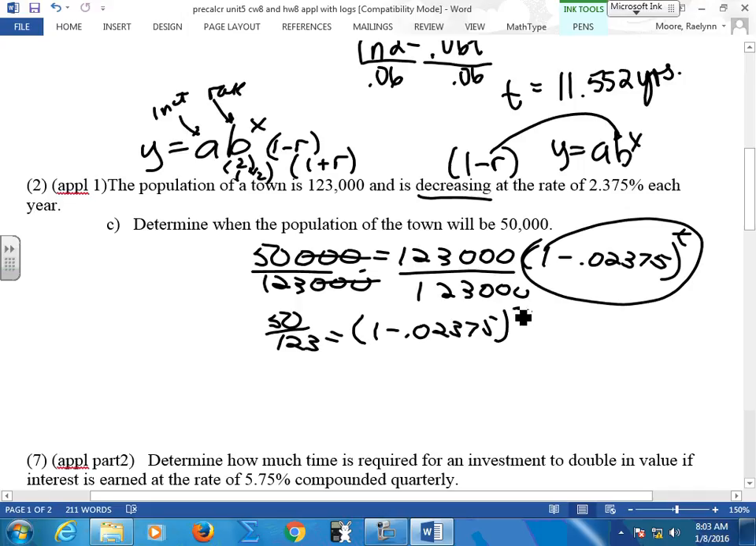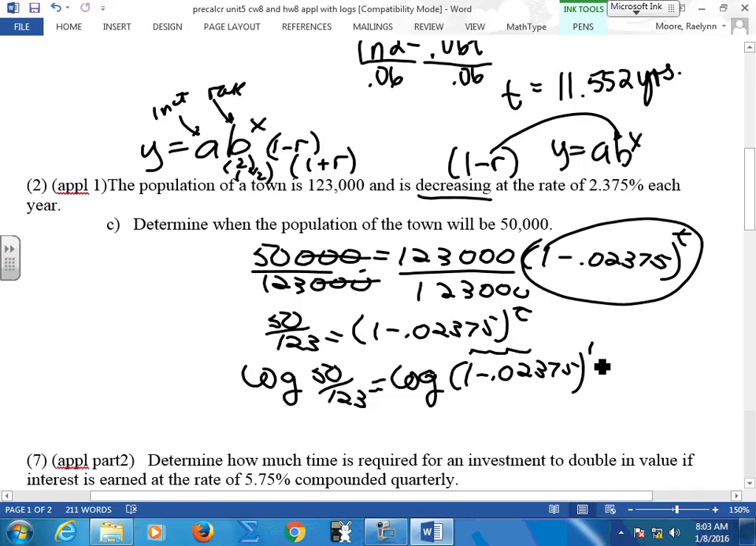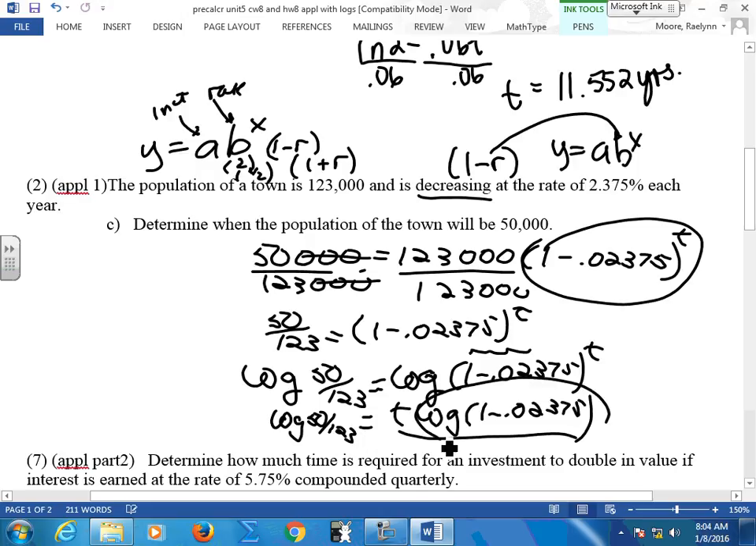Now, what should I do to bring that exponent down? Take the ln or log of both sides, whichever one you decide to use. You could absolutely do this piece in your calculator too, if you'd like. Then move the t down and divide by that mess, divide by this thing right here, and you'll find your t.